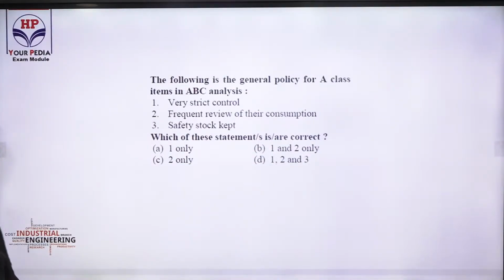Okay, this question I think you can answer now. A class items in ABC analysis, what do you understand? There should be very strict control. There should be frequent review of the consumption. There should be safety stock. Which one is the answer for this?